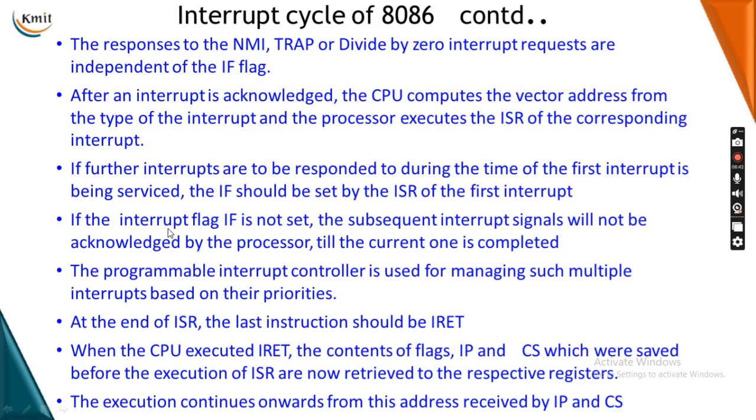So this is how the interrupt cycle works. It completes the execution of the current instruction, goes to the interrupt service routine, executes it, and with the help of the IRET instruction it returns back. Whatever values were stored before the execution of the interrupt service routine in the registers are retrieved again, and it processes accordingly.